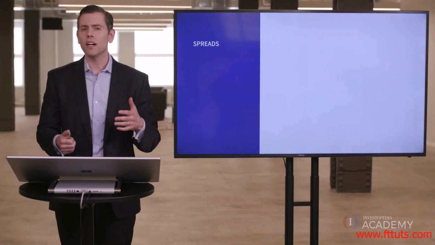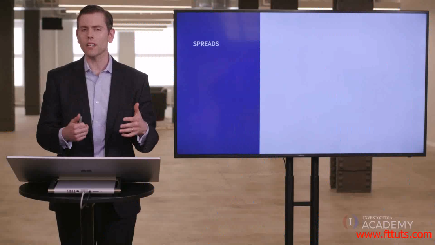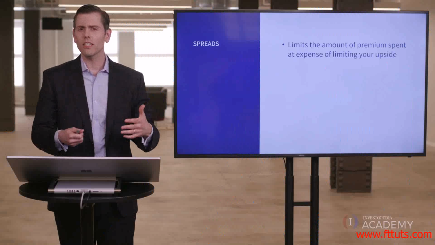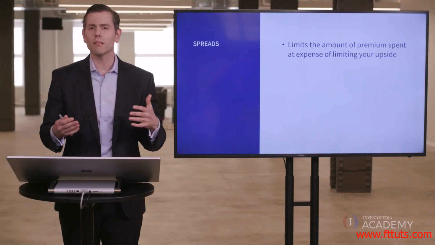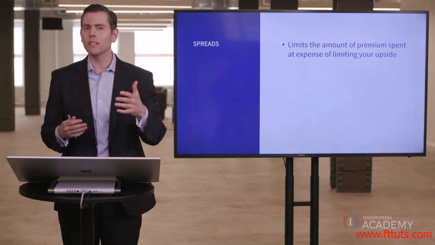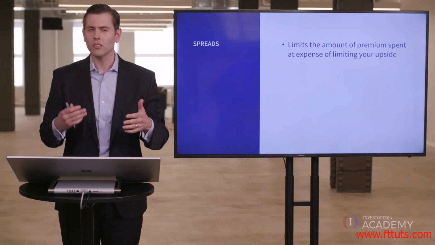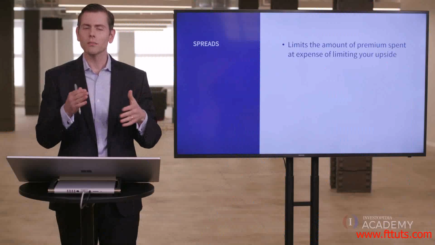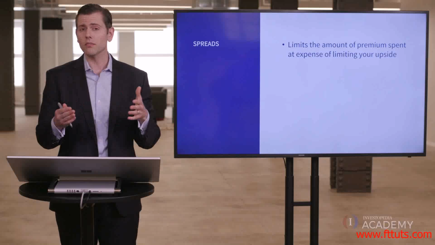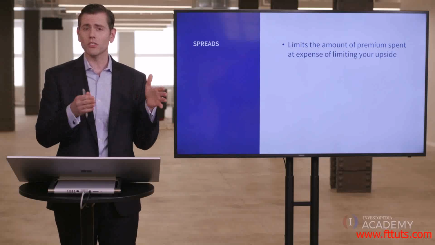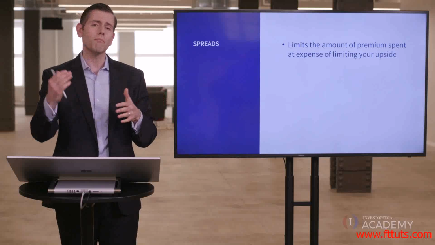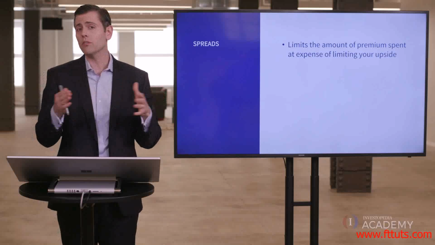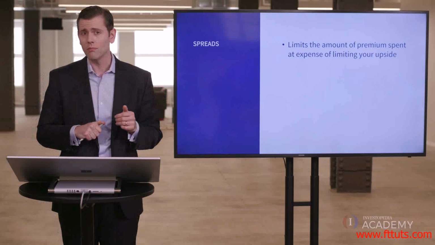So now that we've defined the difference between combos and spreads, let's take a deeper dive into spreads. The first thing is a spread is going to limit the amount of premium spent, but at the expense of limiting your upside. If you're trading just a single leg option, sometimes the premium could be expensive. A spread allows you to spend less, but also cap your upside. And that actually might be advantageous depending on where you think the stock is going to go.